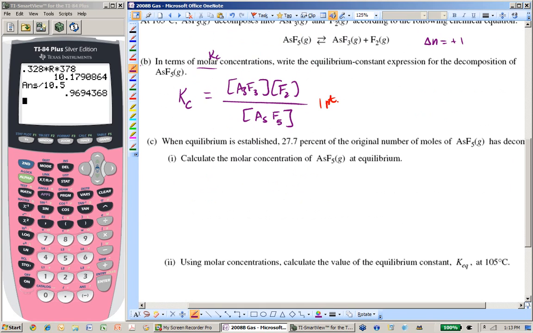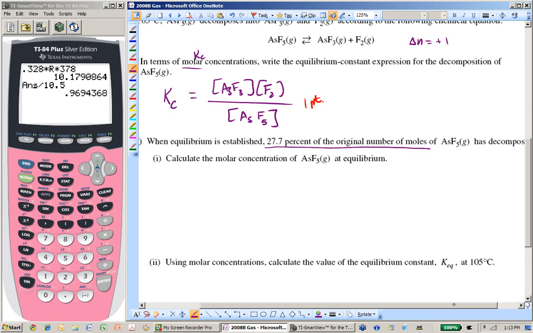Stick with purple. All right. Calculate the molar concentration of AsF5 at equilibrium. Oh, let me read the hints first. When equilibrium is established, 27.7% of the original number of moles of AsF5 have decomposed. Calculate the molar concentration. That's code for molarity at equilibrium.